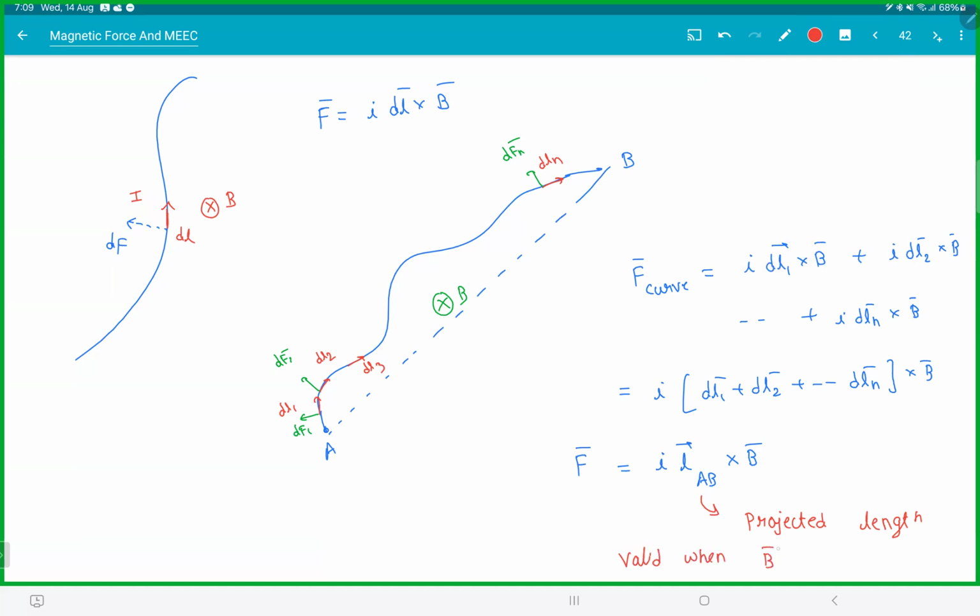If B bar is changing with position, you can't do this. Time is still fine. You won't be able to take it out as common if it's changing with position. Is this clear, everyone?